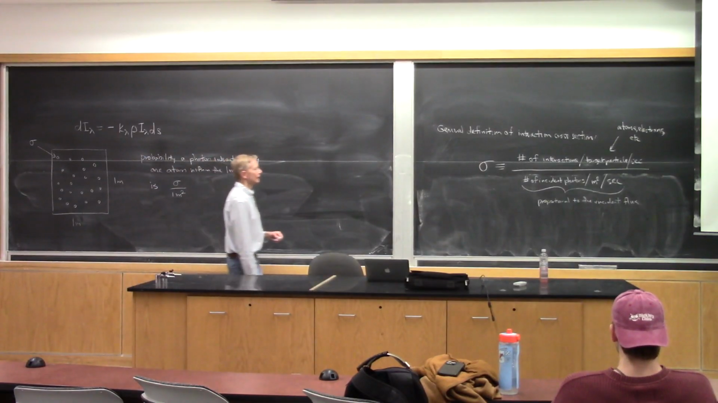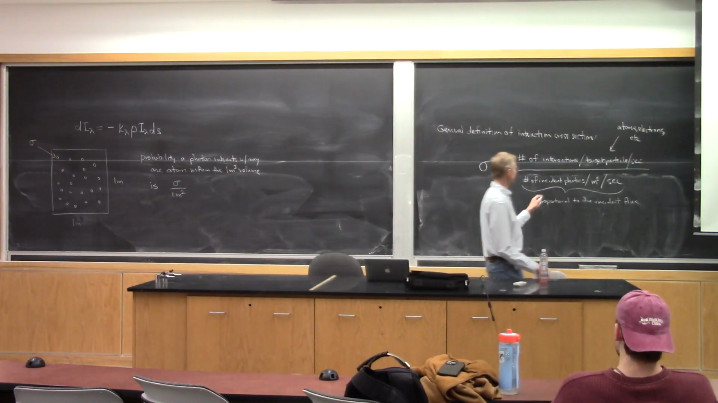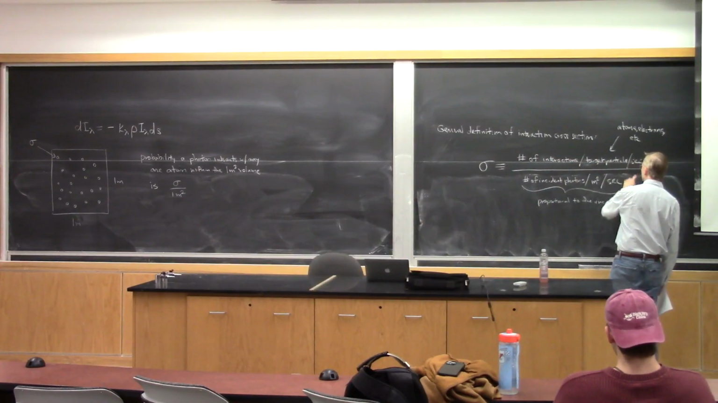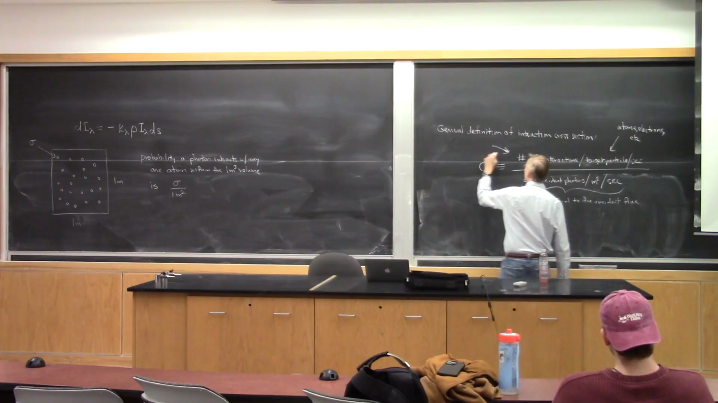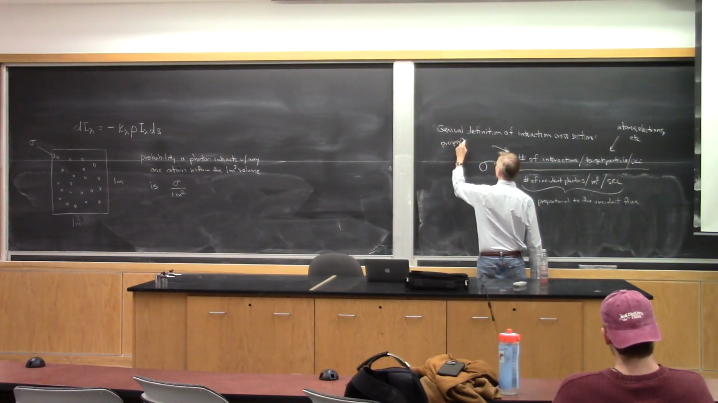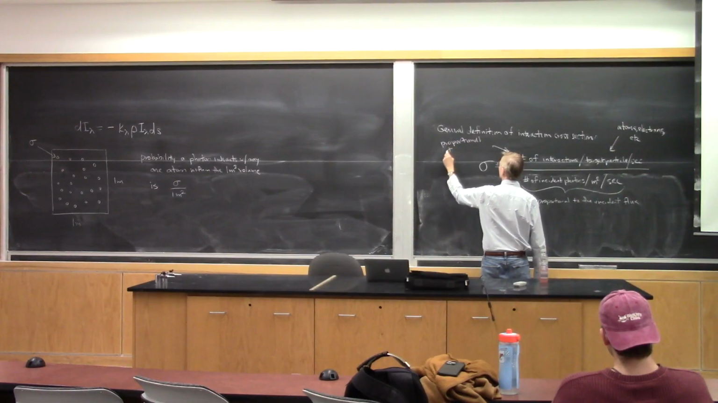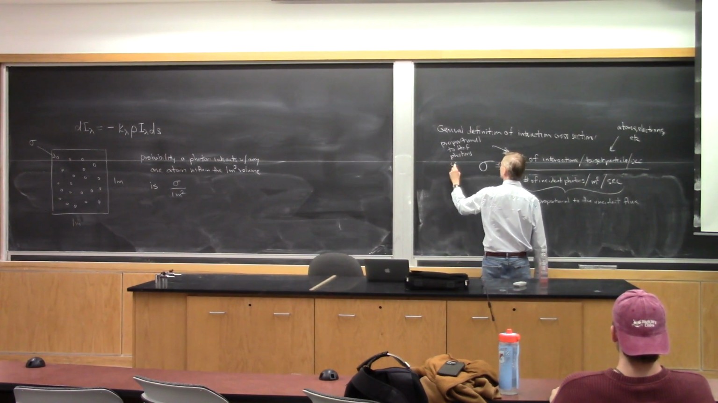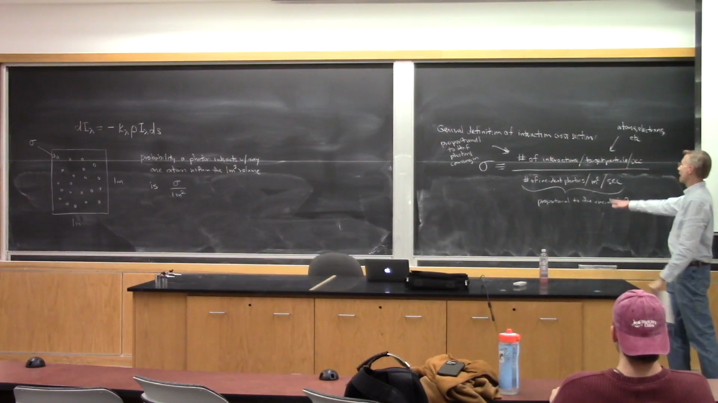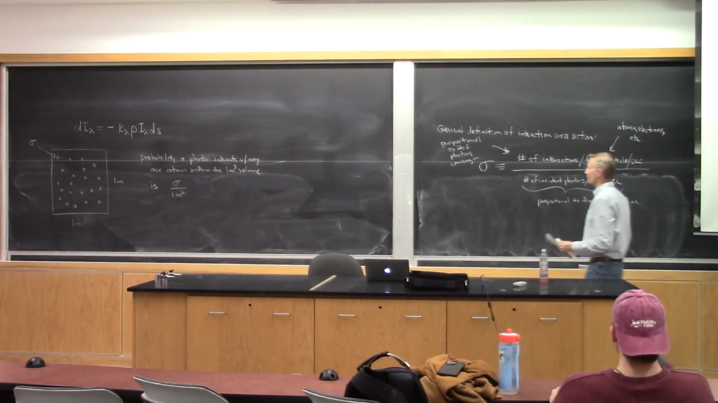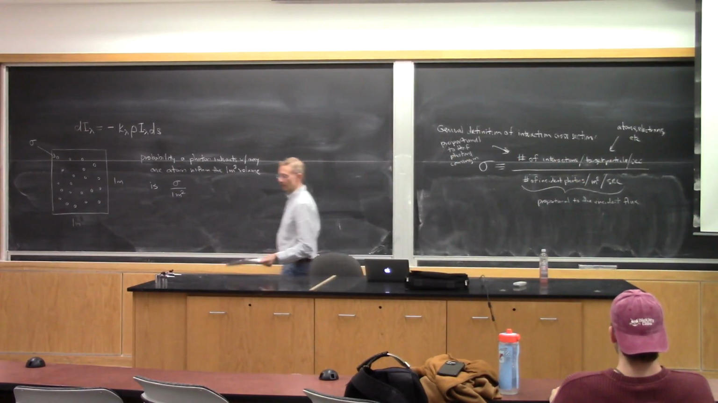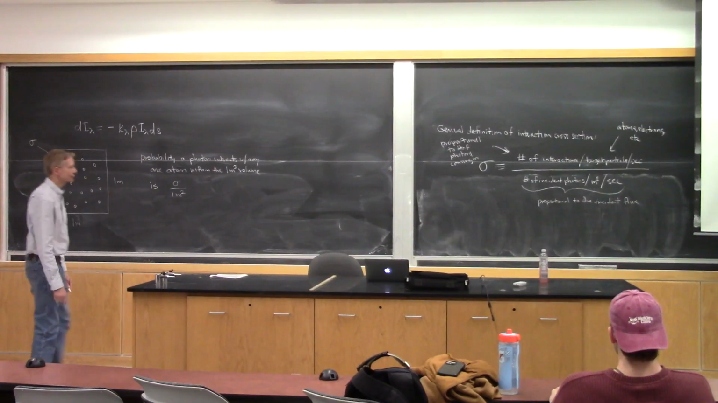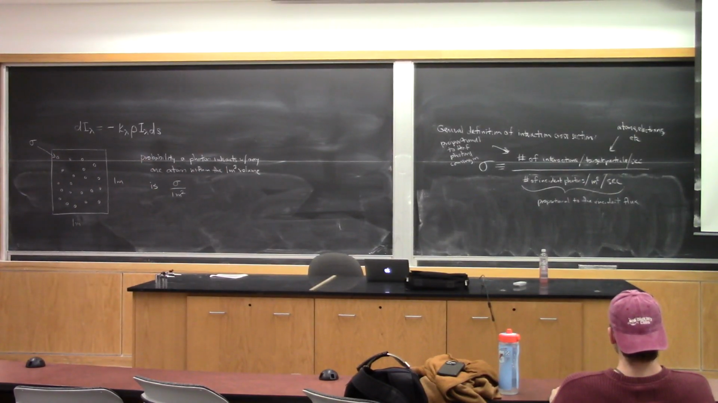And so, in other words, if we get the number of interactions per target particle per second, that will be proportional to the number of photons coming in, which is why we have to divide by the number of incident photons coming in per second. If twice as many photons were coming in, you'd get twice as many interactions. 3 times as many photons coming in, you get 3 times as many interactions.